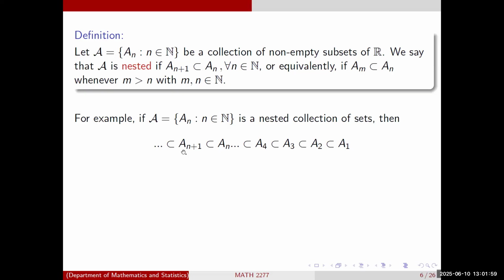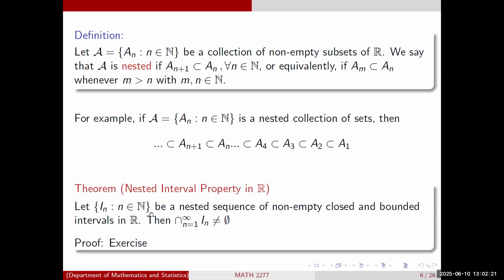Now, I didn't tell you what these A's were. All I said is that these A's, A1, A2, A3, and so on, are non-empty subsets of R. If it so happens that these A's are all intervals, then we get this result. This is called the nested interval property in R.